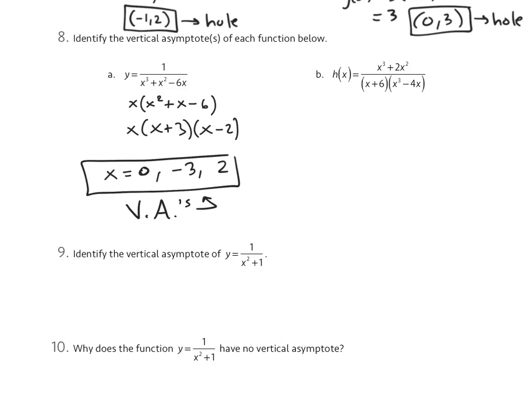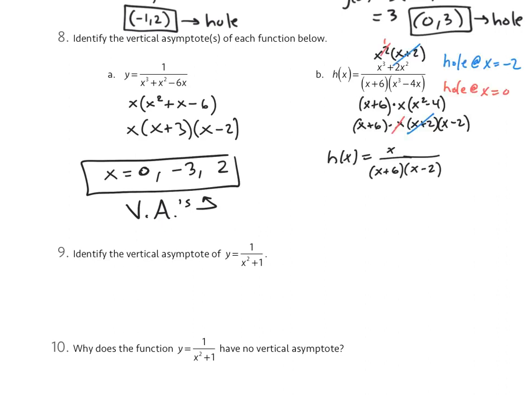Moving on to the next one, I'm going to fully factor and see if there are any holes, and then find the remaining vertical asymptotes. Here's the function fully factored, and you can see there were 2 repeated factor sets. So there's a hole at x equals negative 2 and a hole at x equals 0. H of x is completely simplified at the bottom of my work here, and so we can see that we end up having 2 vertical asymptotes, x equals negative 6 and positive 2.